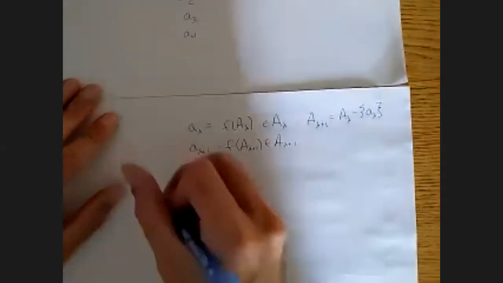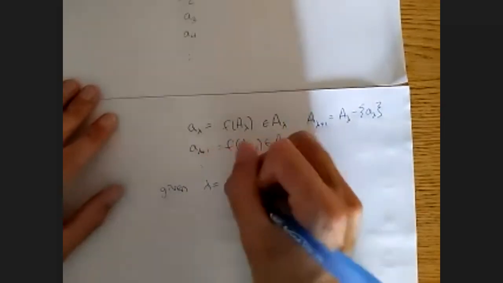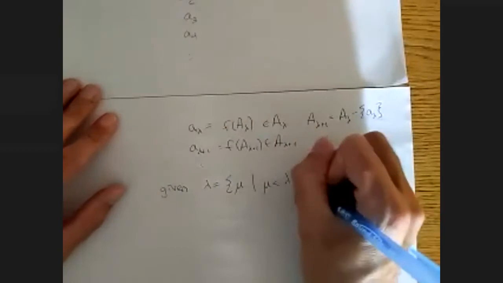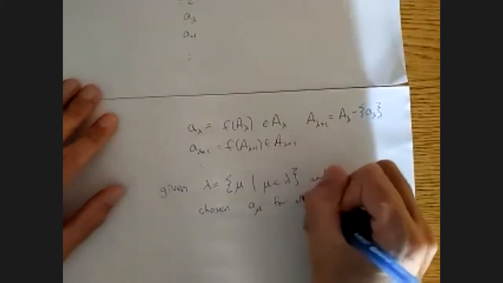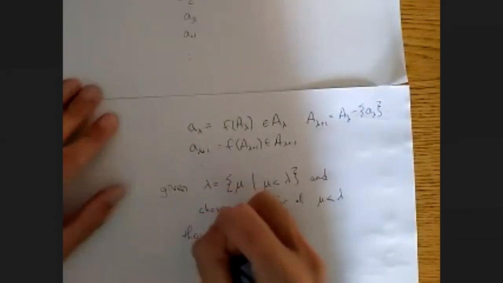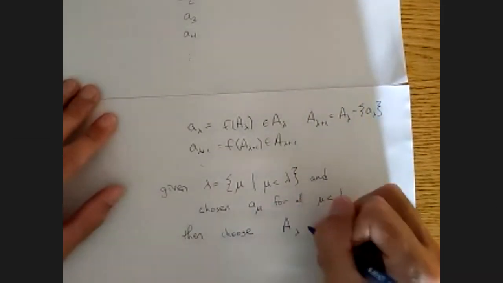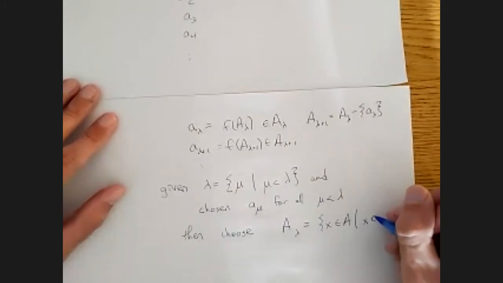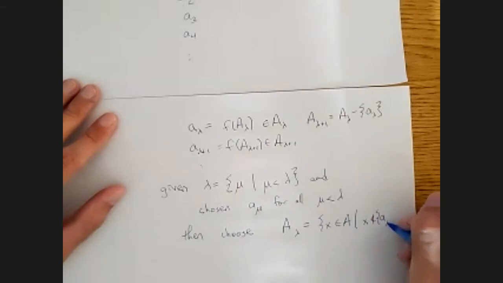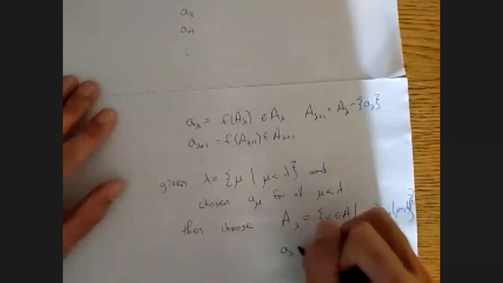And then if you've chosen... and then if you have a lambda which is of the form mu such that mu is less than lambda, and you've chosen a mu for all mu less than lambda, then choose A lambda to just be the elements of A that are not in A mu such that mu is less than lambda. And then choose A sub lambda equals f of A lambda.